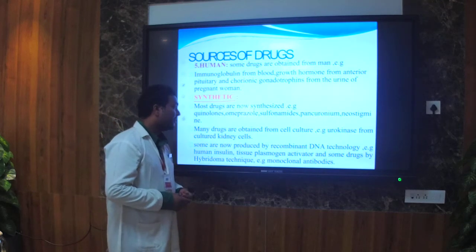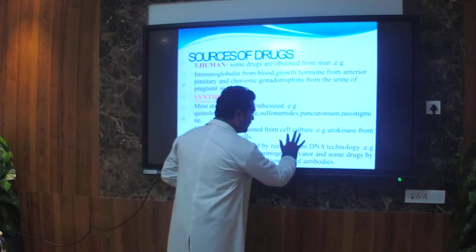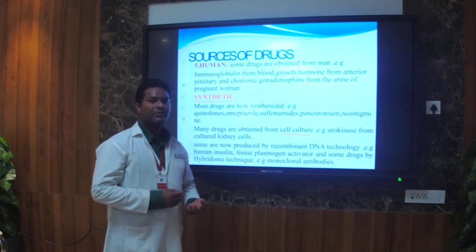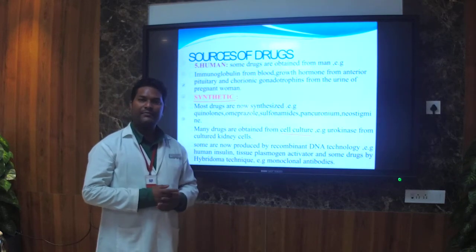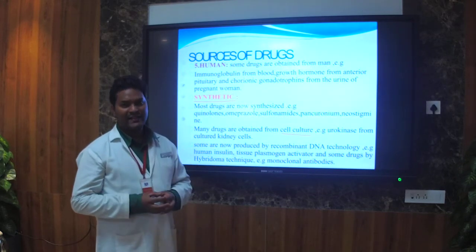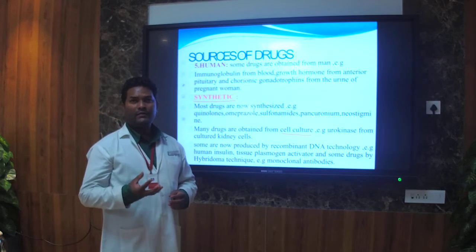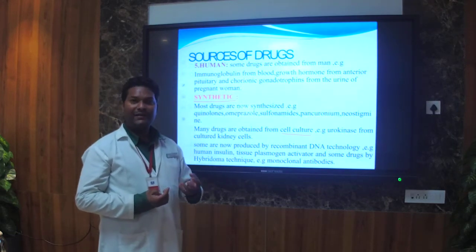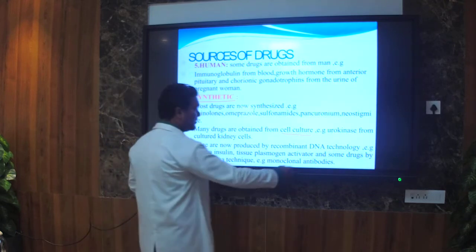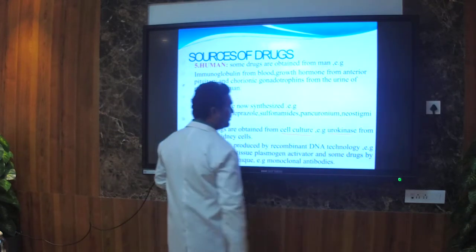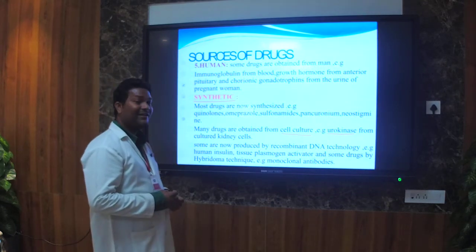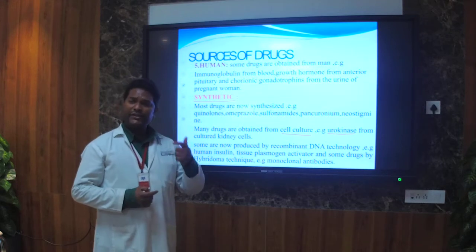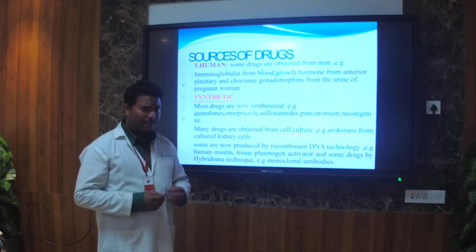Many drugs are also obtained from cell culture. Now, if you have learnt about cell culture in your earlier days of academics, you would know that we culture the cell in a particular controlled environment, and then we extract the chemical contents from it. For example, urokinase, which is a very potent drug cultured from the kidney cells, and which we use in treating patients who have blood clots.